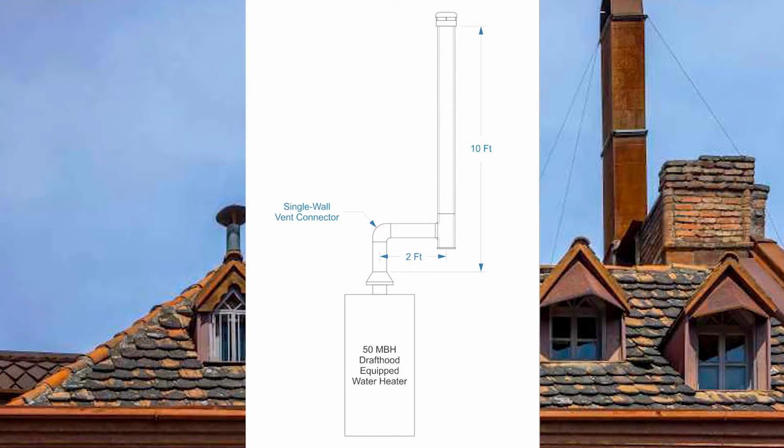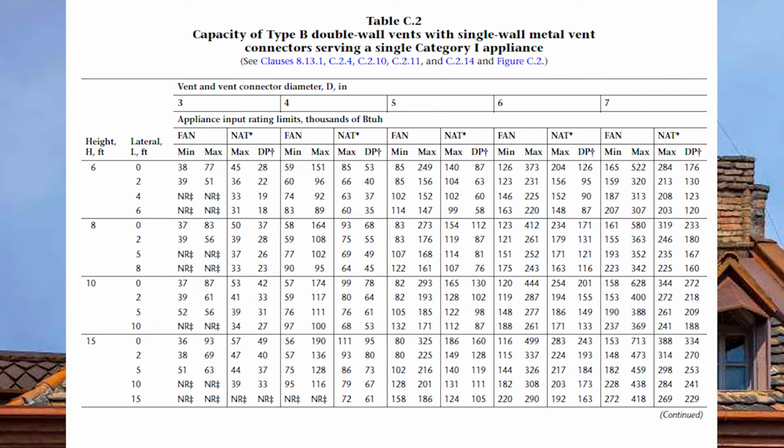First example, I have a 50 MBH or 50,000 BTU hot water tank, and it is equipped with a draft hood. It has a vent height of 10 feet and a lateral of 2 feet, and it has a single wall vent connector and a double wall vent. So I hope you picked up on the key word there, single wall vent connector. That means I go to table C2 on page 186.